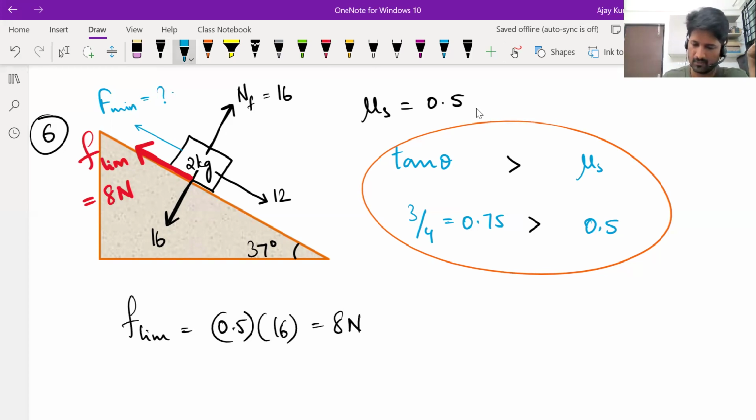Sir, 12... Why will it be 12? 4 newtons, sir. Okay. So friction, already 8 newtons is acting. So you only need to put 4 newtons to prevent the block from sliding.